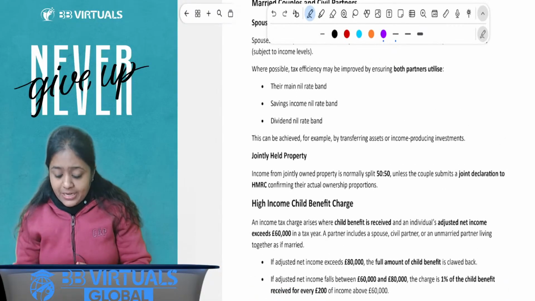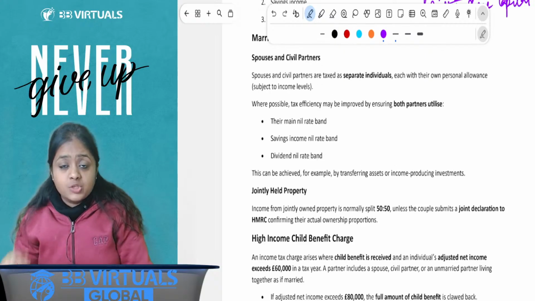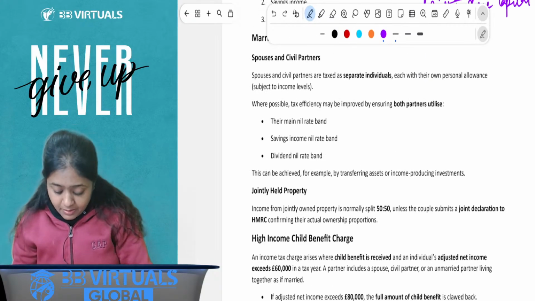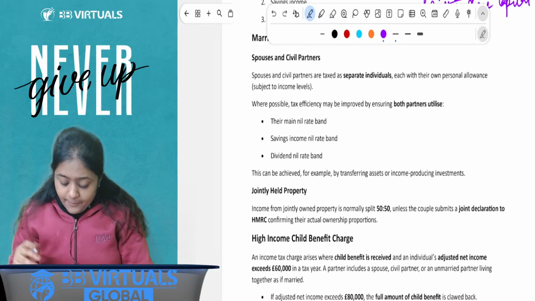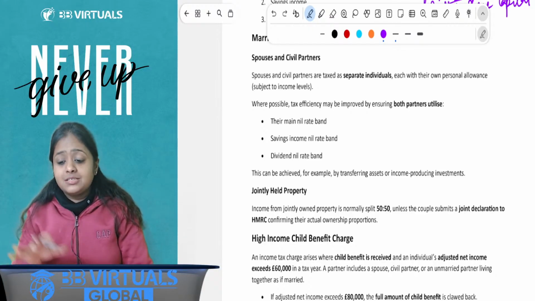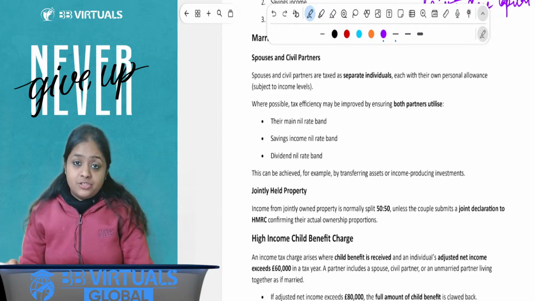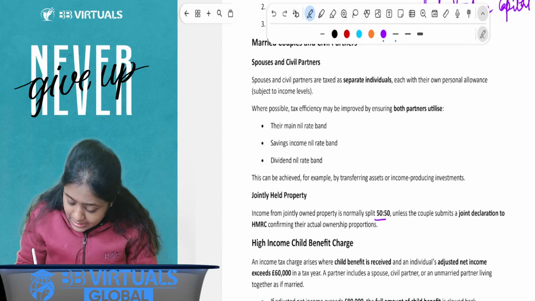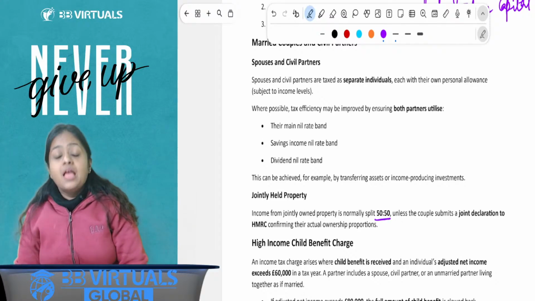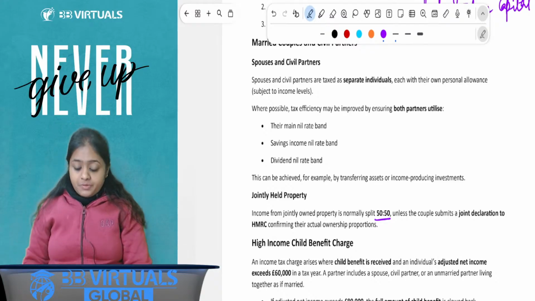One point that I want to cover for partners, or for the husband and wife, or for the civil partners: please remember that if they are owning a property jointly, the question says it is a jointly owned property, unless the percentage is mentioned, you will always assume that it is 50-50. And for a percentage to be mentioned, there has to be a joint declaration given to HMRC.